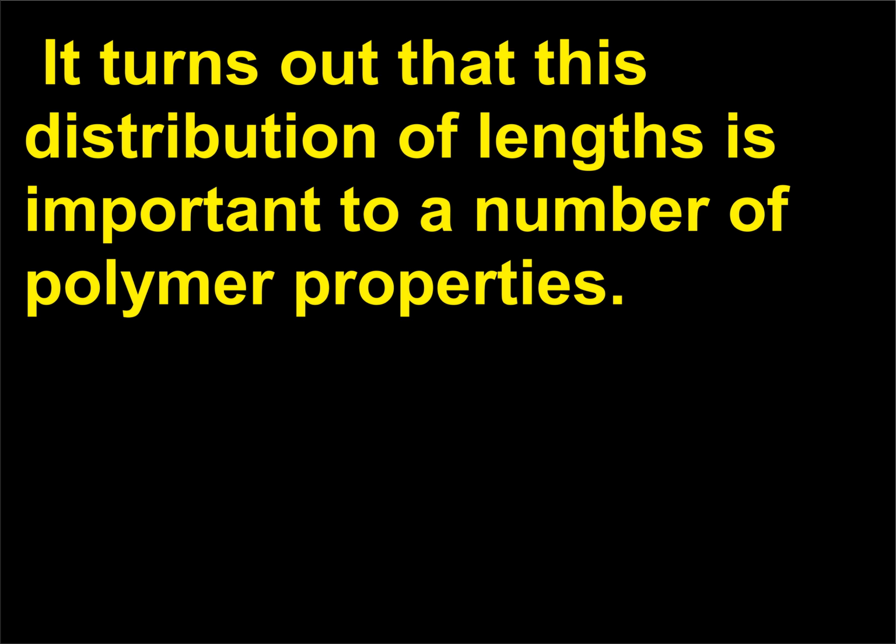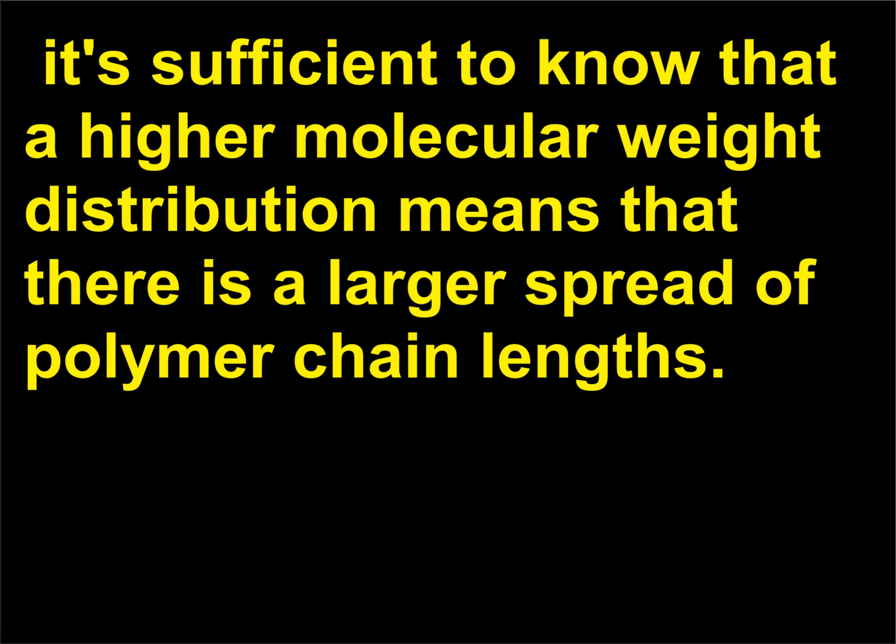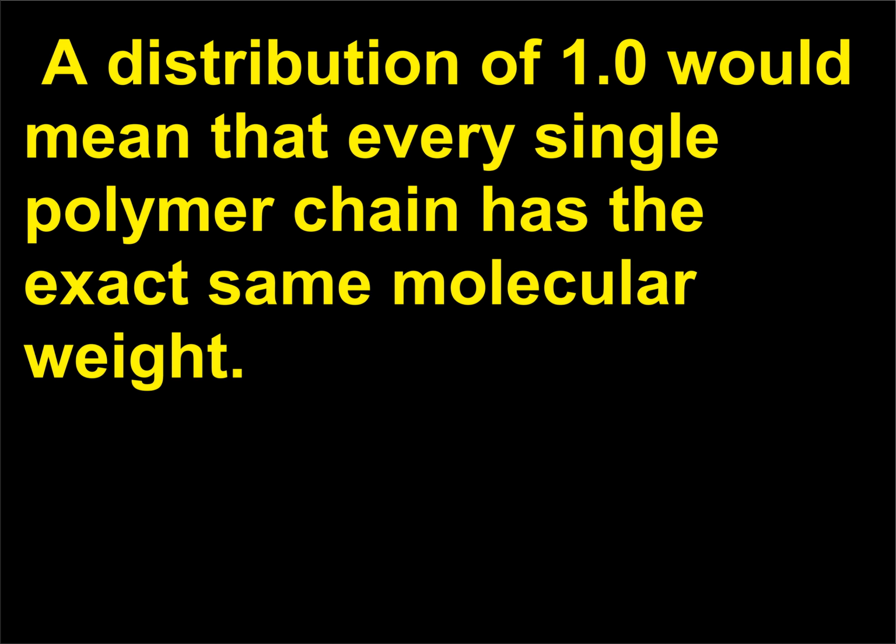It turns out that this distribution of lengths is important to a number of polymer properties. The details of how this number is calculated are not worth going into. It's sufficient to know that a higher molecular weight distribution means that there is a larger spread of polymer chain lengths. A distribution of 1.0 would mean that every single polymer chain has the exact same molecular weight.